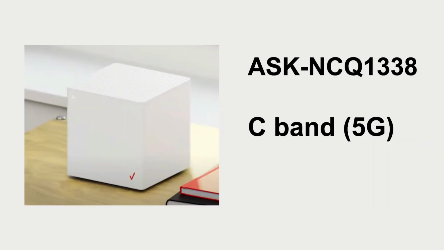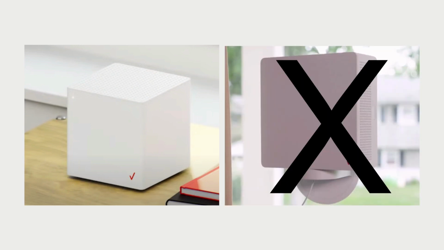I have the C-band cube-shaped router, the Askey model in particular. So I'm not talking about the millimeter wave unit on the right, which you're much less likely to get. You're much more likely to get one of the cube ones on the left.